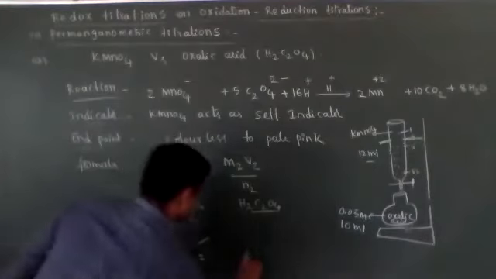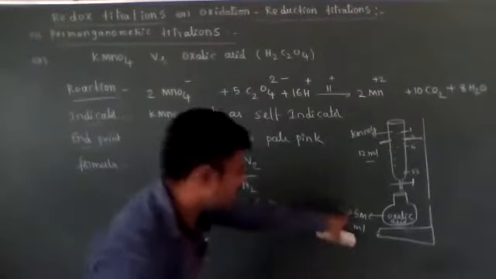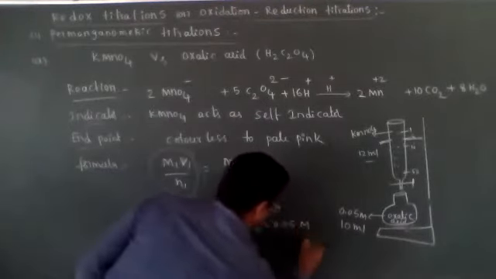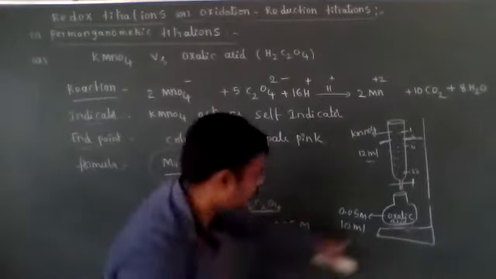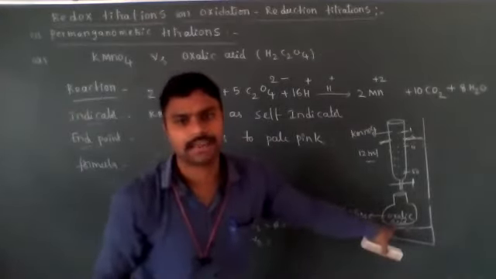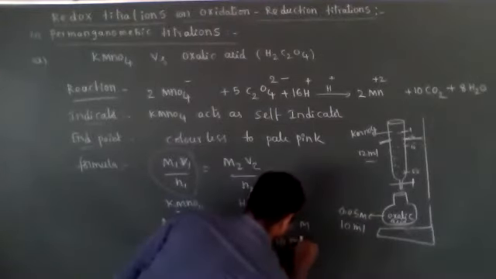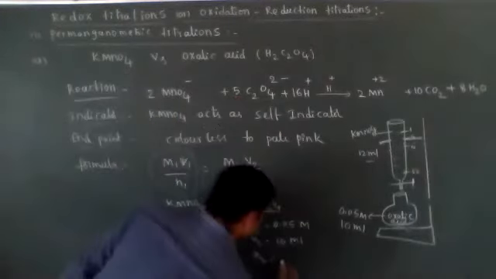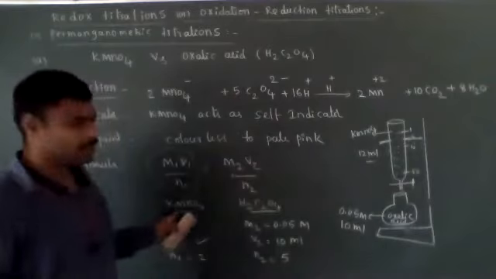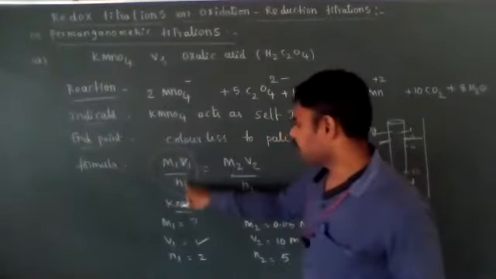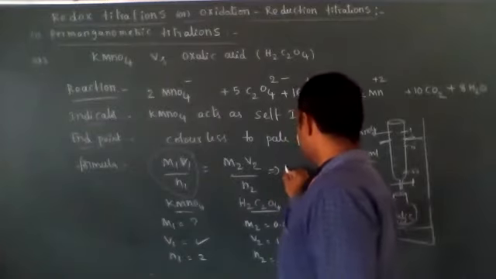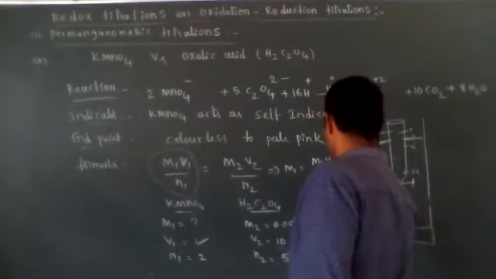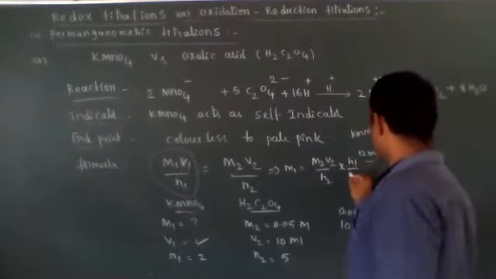2 moles. M2, the oxalic acid strength, how much is given in the question? 0.05 molar. And V2, how much did I take? The volume of oxalic acid in the conical flask, 10 ml. And N2, how many moles of oxalic acid are used? 5 moles. Then M1 we need to find out. How to find M1? M1V1 by N1 is equal to M2V2 by N2. Then M1 is equal to M2V2 by N2 into N1 by V1.